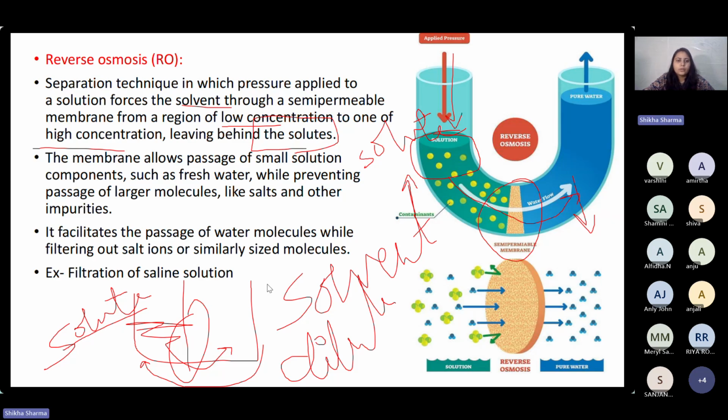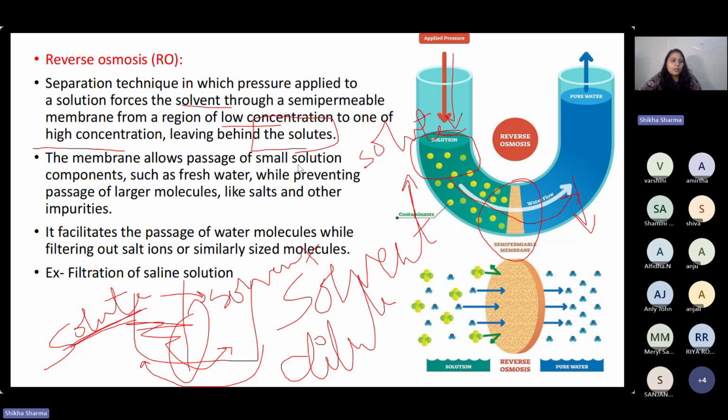It will come, so the solute will be diluted, basically, because the solute is going from the higher concentration towards its lower concentration, where the solvent is more. So where the solvent is more, the solute will go towards that when the pressure is applied.